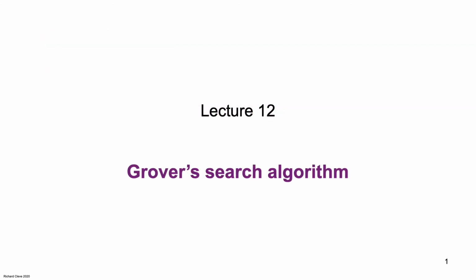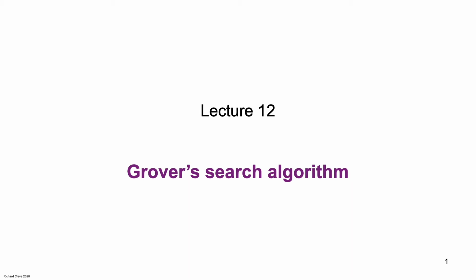Welcome to Lecture 12. In this lecture, I will show you Grover's search algorithm. This algorithm solves several search problems quadratically faster than currently known classical algorithms. Moreover, in a certain black box setting, it can be proven that the speedup attained by Grover's algorithm is quadratic with respect to what is possible by any classical algorithm.